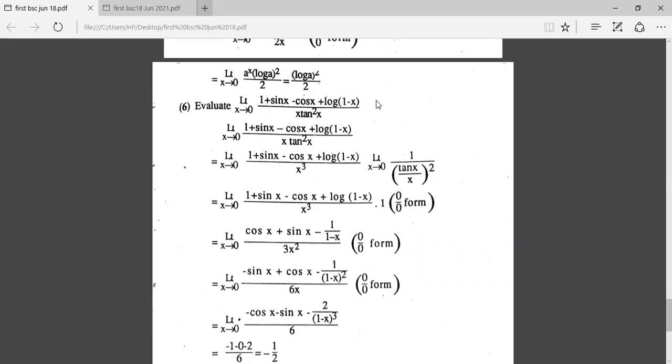Before that, you shall make use of an adjustment there. What is that? Numerator is kept as it is. What is numerator? 1 plus sin x minus cos x plus log of 1 minus x. That is in the third step here. We are in the third step. Next, we shall make use of one simple technique here. What is the technique?